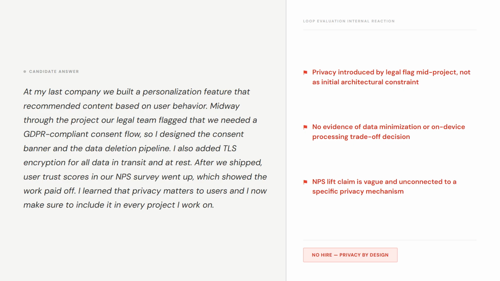No evidence of data minimization or on-device processing trade-off decision. NPS lift claim is vague and unconnected to a specific privacy mechanism.